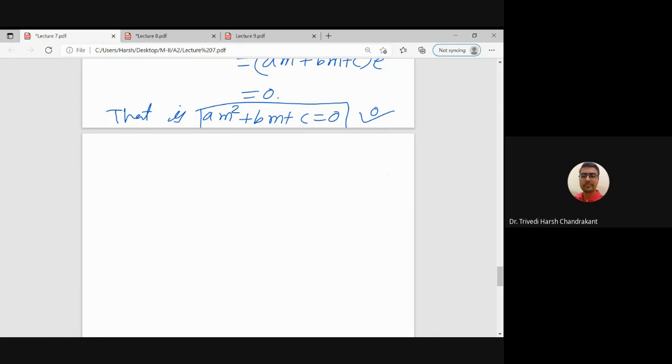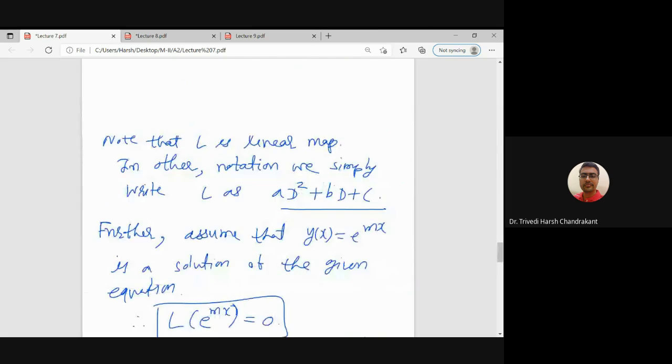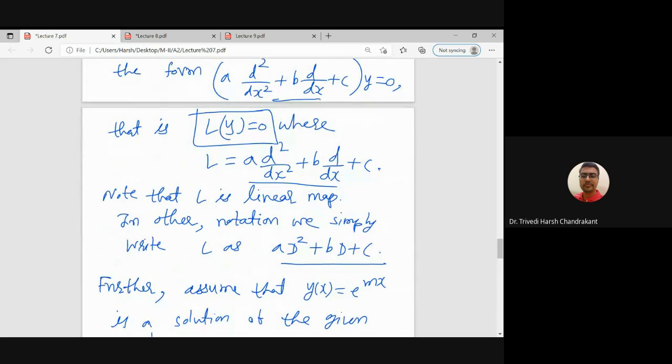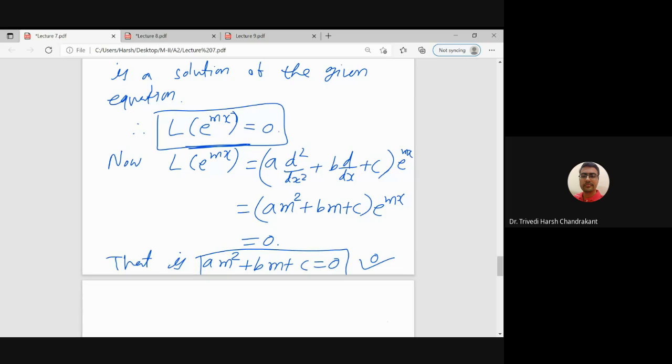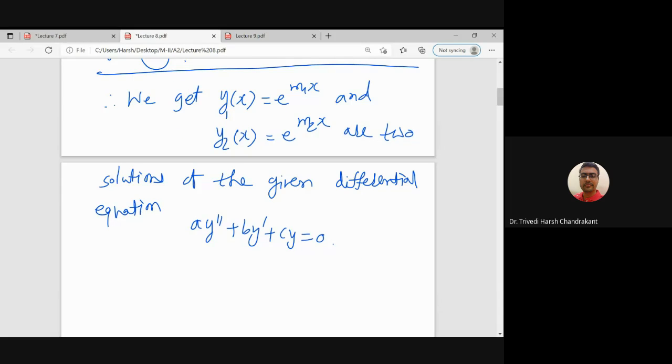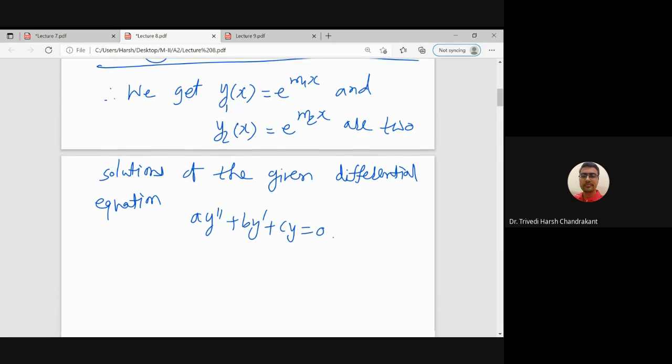Right, so why is this happening? Because we have computed that if y satisfies the differential equation, this term will be 0, and this term is 0 if and only if the polynomial is 0. Therefore solving this linear differential equation is correspondingly solving the quadratic polynomial, and that gives us this. So now we got two solutions. The question is whether these two solutions are independent or not.